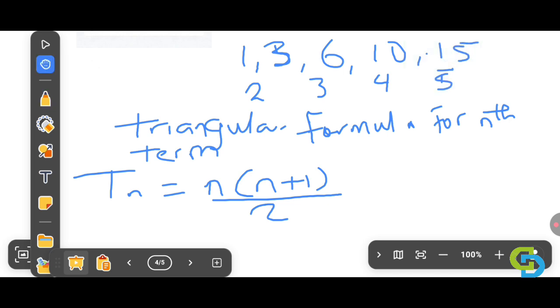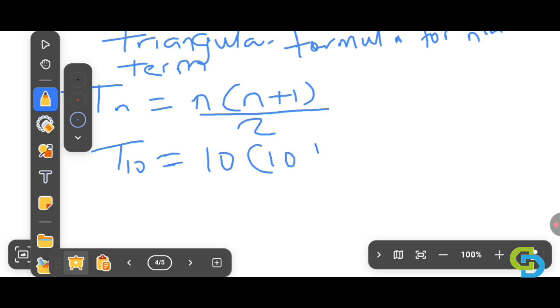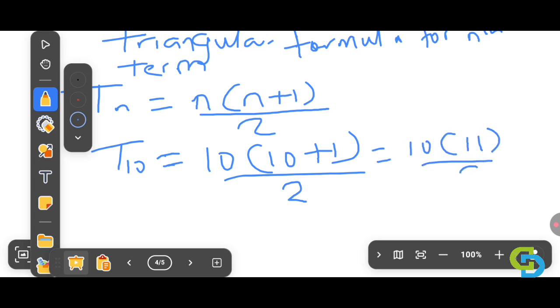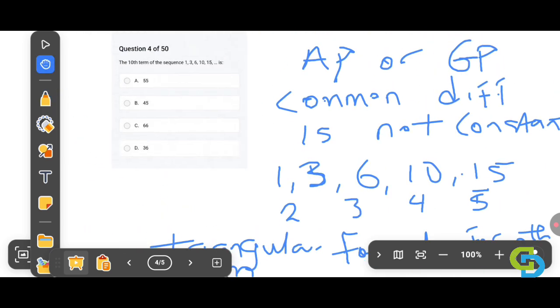So what we have to do is, they told us to look for the 10th term. So we can say T10 is equal to, what's the nth term? That's 10 open bracket 10 plus 1 close bracket over 2. So this is 10, and 10 plus 1 is what? 11, right? So we have 10 times 11 over 2. 10 times 11 is what? 110 all over 2. So we have 55. So our 10th term is 55. And if you check it here, we see that our answer is 55.